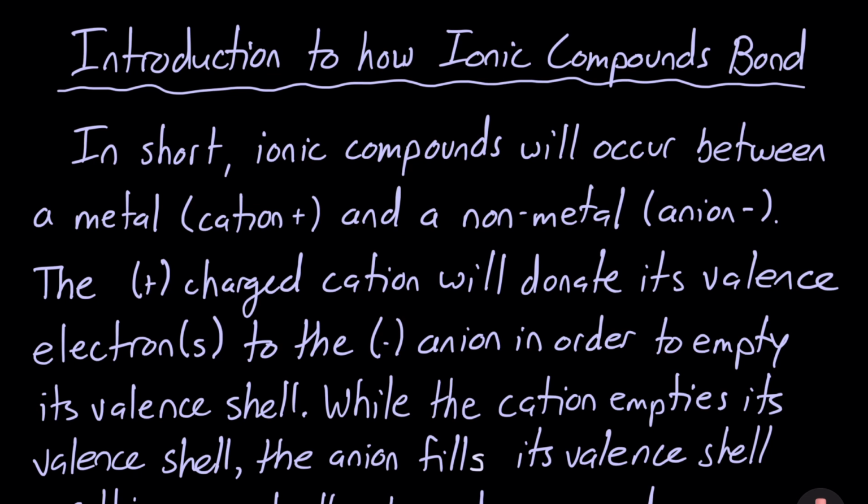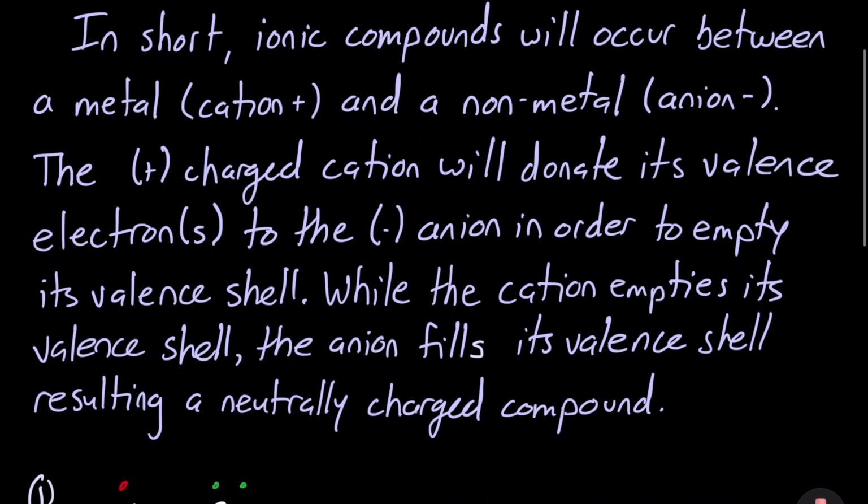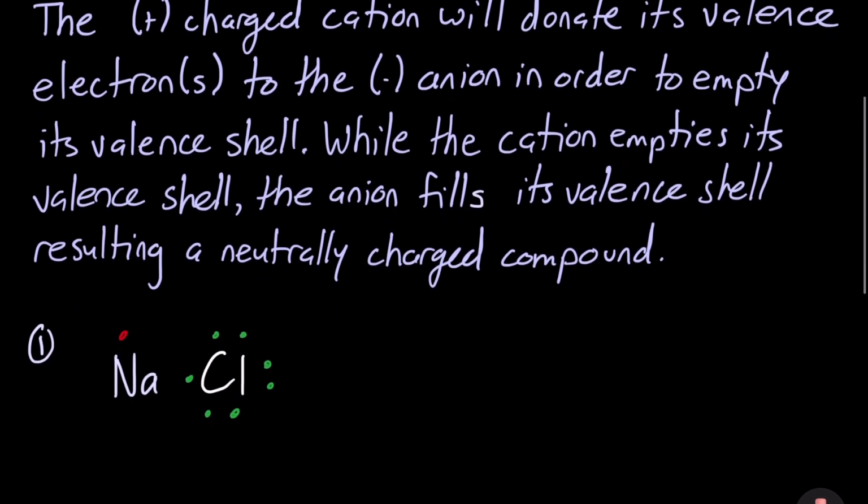On the flip side of that, anions will want to take those valence electrons away from cations because they generally have more valence electrons. So it's easier for them to gain rather than lose. Okay? So some examples here.